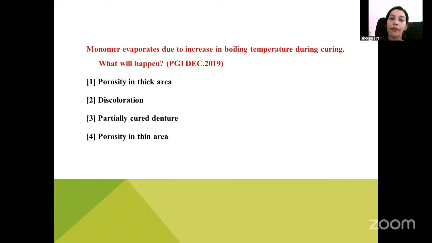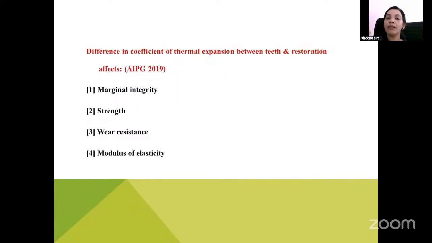Next question. Monomer evaporates due to increase in boiling temperature during curing. What will happen? Whenever monomer evaporates, what do you think? Porosity in thick area, discoloration, partially cured denture, or porosity in thin area. Whenever monomer evaporates, it produces porosity in the thick area. Also, whenever it is heated above 100 degrees centigrade, it produces porosity in the thick area. If it is more than the boiling temperature, porosity in the thick area is produced.